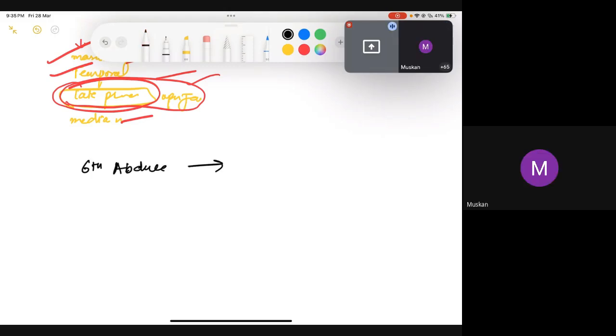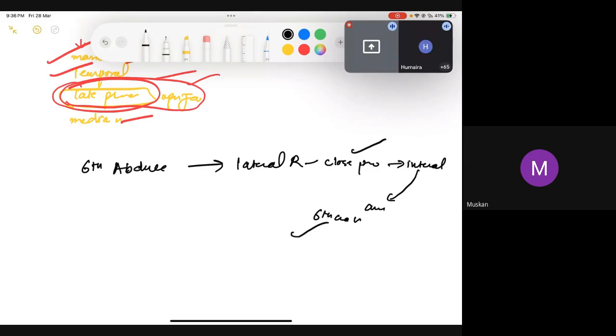Abducent supplies the lateral rectus, right? And in the cavernous sinus, it is in close association, in close proximity, to your internal carotid. You could have an MCQ on this: if someone has an internal carotid aneurysm, it can directly compromise your sixth cranial nerve, abducent. So the individual in this case could not abduct his eyes. Is that clear? These are the high-yield things which you must know.